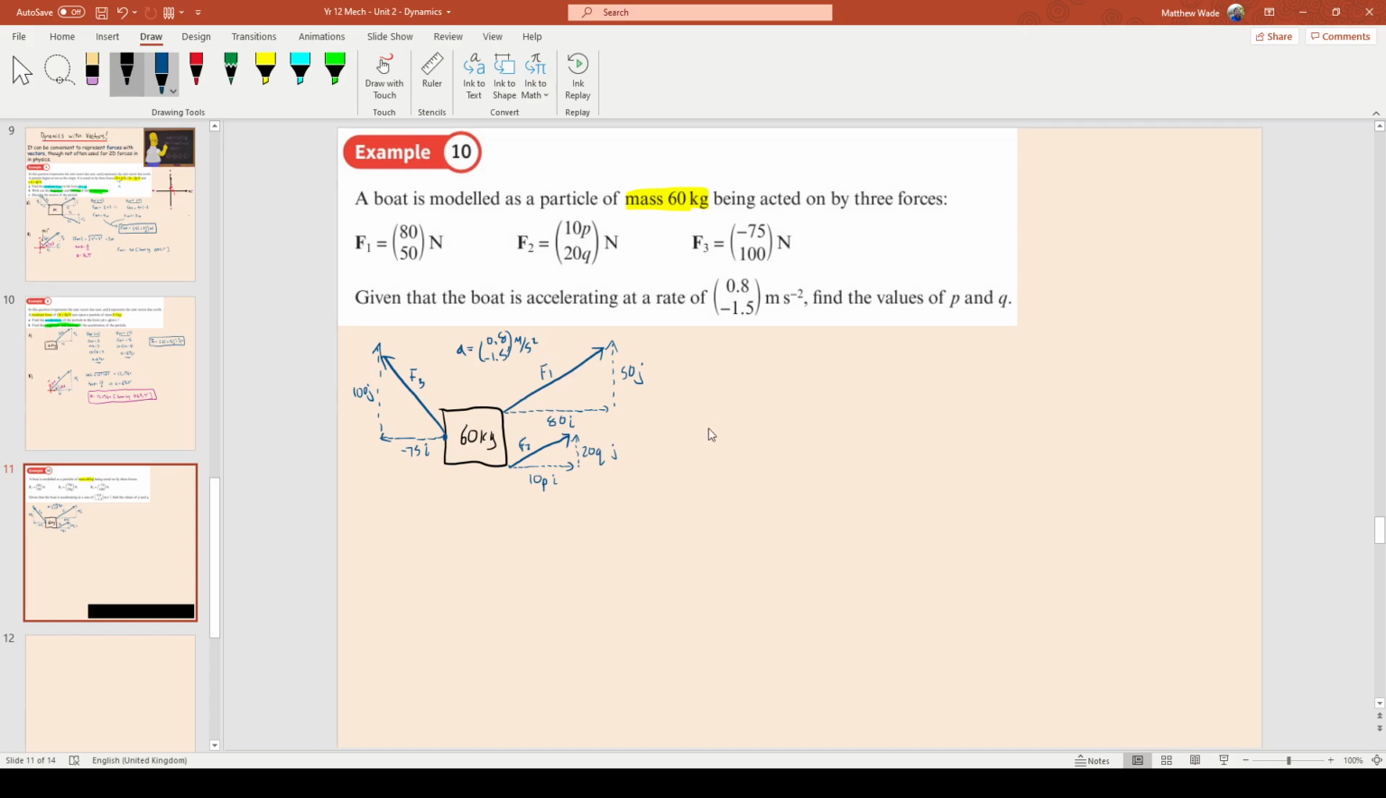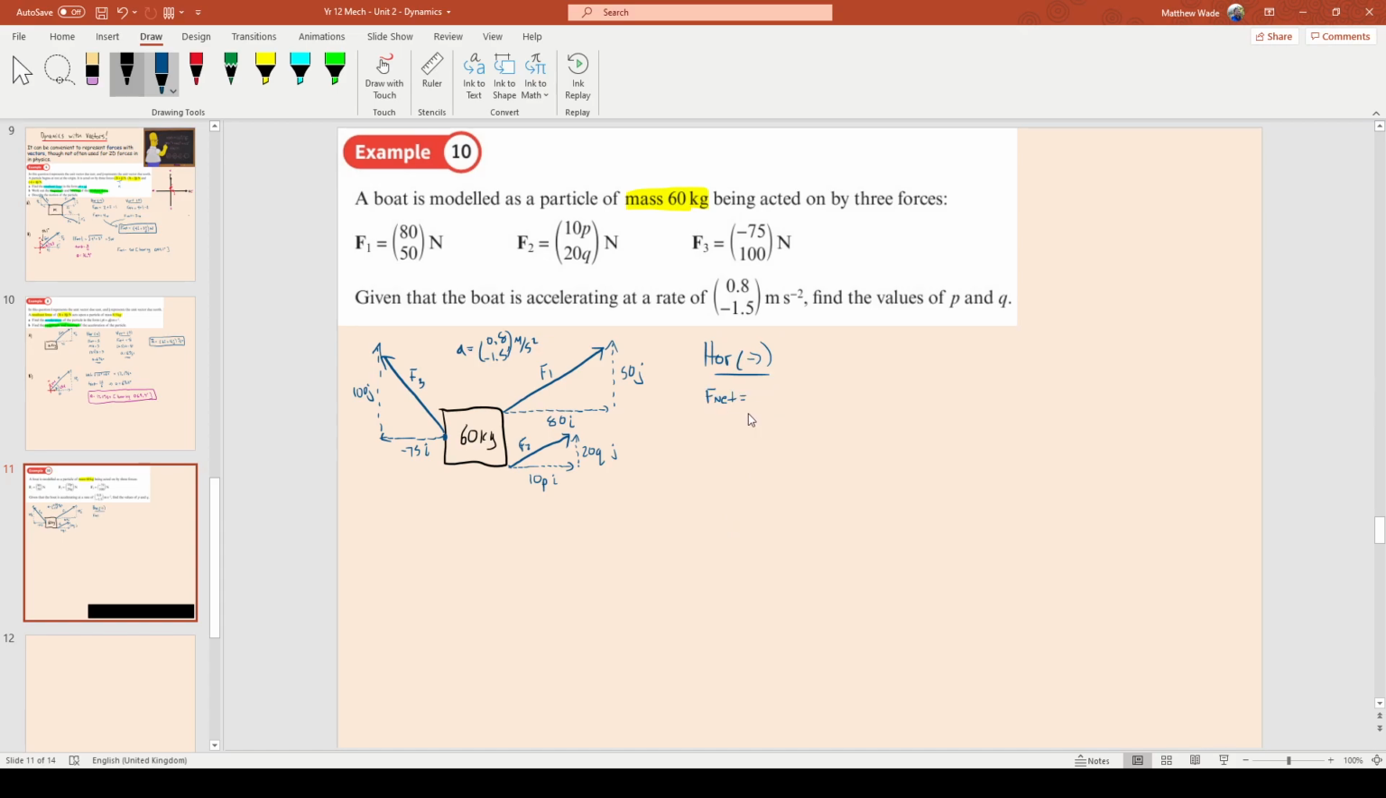Cool. Right then, buddies, what are you going to do? Well, we're after P and Q, so you're just going to do it, to be honest. Let's go. Horizontal. Or pick a direction to be positive. Well, it's accelerating to the right because the 0.8 is positive. So I'm going to have right as positive. So, you ready? FNet.